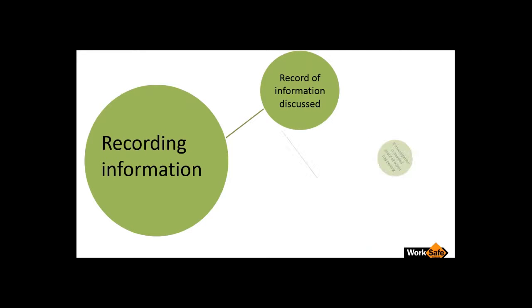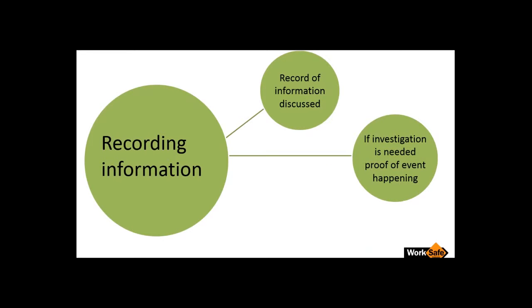Now, recording information. This is the information that we use to actually prove that we've done what we said we're going to do through our policy and procedure. It gives you a record of the information that might be discussed or conveyed in your policy or procedure. And if an investigation is needed, it's proof of an event happening. So if things go pear-shaped and an inspector comes along, you can show some very clear and concise documentation that proves that you've done what you said you were going to do.